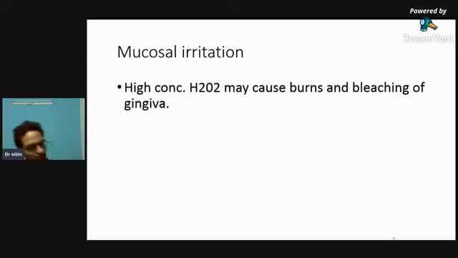Mucosal irritation, yeah, we all know when we use high concentration of H2O2, it may cause burns. So we know that when we do in-office bleaching with high concentration of 35% H2O2, अगर वो solution हल्का सा भी lip पे लग जाए या फिर gums पे लग जाए, we can see the bleaching action on the soft tissues. That is, they become white. That is tissue burn. Some patients will have irritation or burning sensation. Some patients may not have. And bleaching of the gingiva.